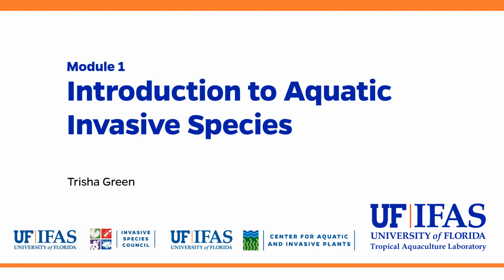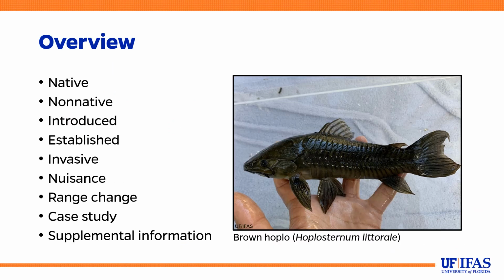Welcome to Module 1, Introduction to Aquatic Invasive Species. In this module, we're going to start with the basics and learn the 7 terms used to describe a species within a certain area: native, non-native, introduced, established, invasive, nuisance, and range change.